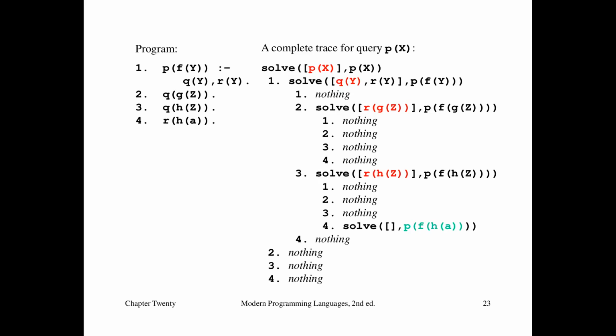As we can see along here, we modified this trace so that it passes in the actual query as it goes along, and then we finally get down to the teal or green looking P of f of h of a, which is the solved query that we expected. So this gives us the ability to essentially have a full interpreter for Prolog.